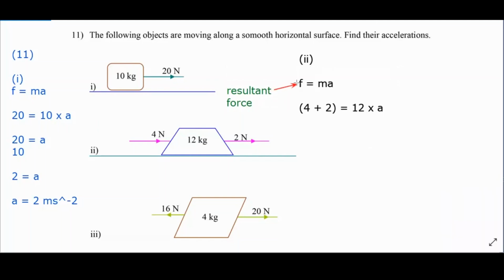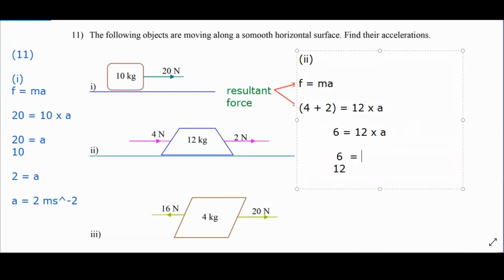Here the resultant force is the summation of the 2 forces because they are acting in the same direction. As they are acting in the same direction in this equation, resultant force is the summation of the 2 forces. So 4 plus 2 is 6 equals 12 times A. So in the next step, we can take this multiplication 12 to the other side as division, right? So it will be 6 divided by 12.